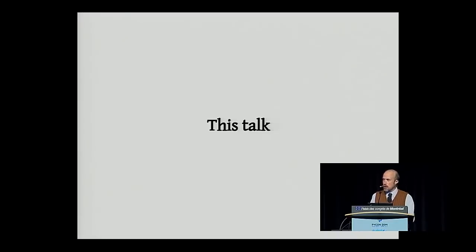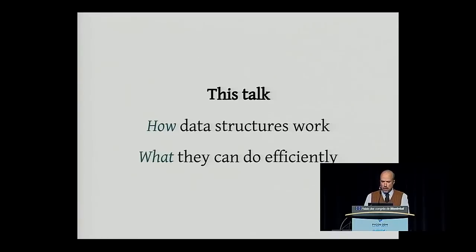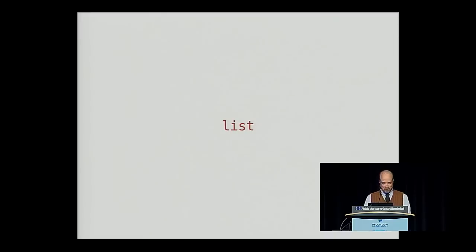What are the purposes of this talk? In case you're thinking of walking next door to one of the other excellent talks, it's good for me to put this at the beginning. Three main points. How do data structures work? How are they actually implemented in memory, and why does that make some operations efficient and some slow? What can they do efficiently for us? And then finally, I will reveal which data structure is Python's most dangerous. In fact, I will reveal it right now in case you really want to be listening to one of the other excellent speakers. It is the list. To find out why, you'll have to wait a few minutes.